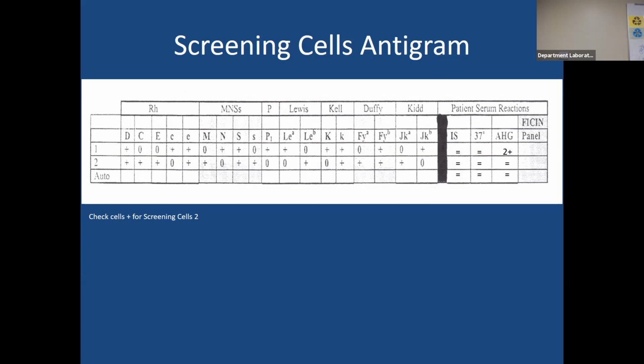All right, Lewis A, Lewis B. With Lewis A or Lewis B, you're either positive for one or the other. You can't be positive for both. Okay. So screening cell number 1 is positive for Lewis A. Screening cell number 2 is positive for Lewis B.